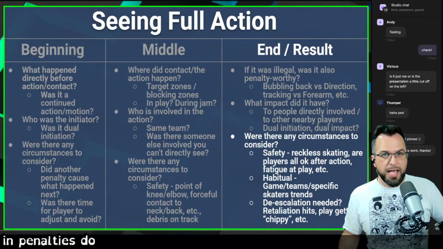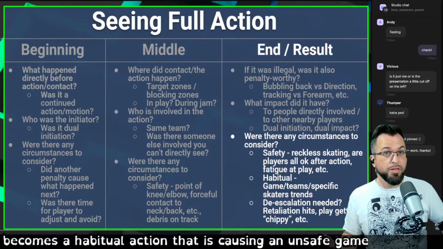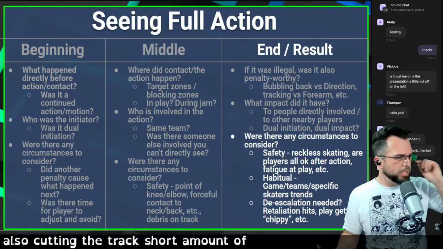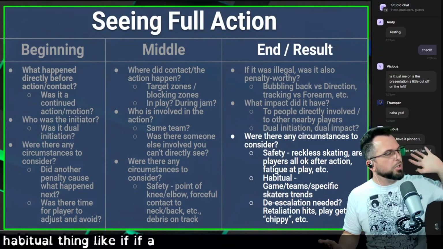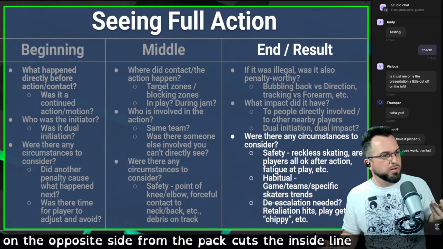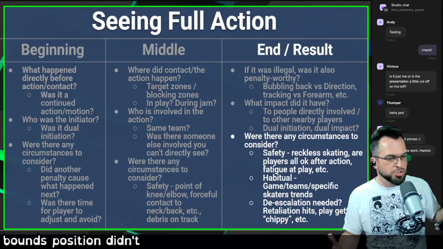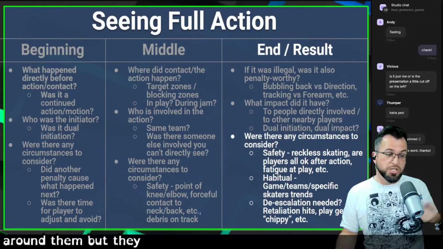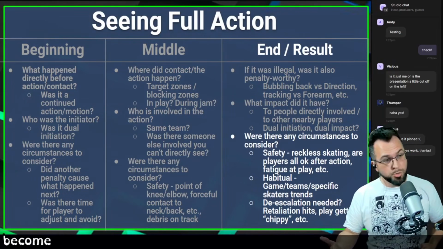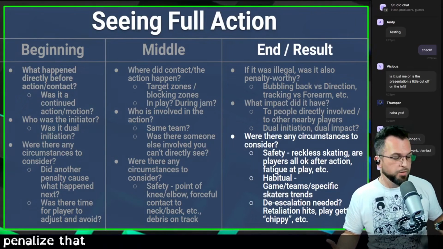Some penalties do not need to have impact in the moment, but if it becomes a habitual action that is causing an unsafe game, that can be penalized. Also, cutting the track short amounts of distances can become a habitual thing. Like if a jammer, as they're going around the track on the opposite side from the pack, cuts the inside line just a little bit, they're technically not cutting anybody. The adopting of an out of bounds position didn't really have impact because there's nobody around them, but they are shortening their distance on the track. Not necessarily penalizable for a one-time kind of thing, but if it starts to become habitual throughout the game, if you start to see it 3 times or more, then you can actually penalize it for being a thing that they're doing over and over again.